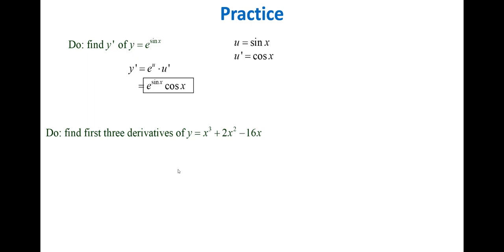And to give you some practice with higher order derivatives, go ahead and find the first three derivatives, in other words, f prime, double prime, and triple prime, of y is equal to x cubed plus 2x minus 16. Pause now.